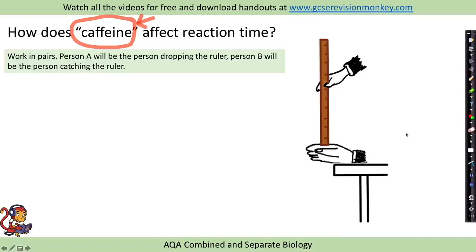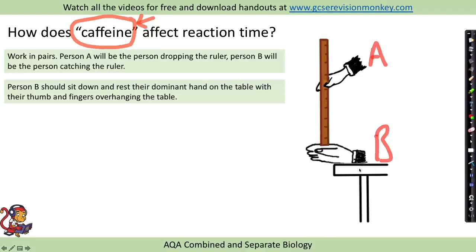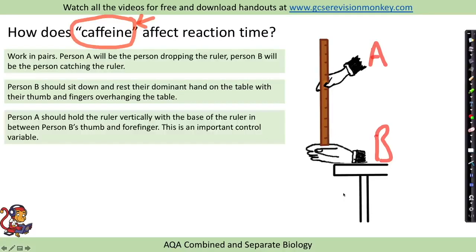First of all, you'd work in pairs for this practical. Person A will be the person who is dropping the ruler, and person B will be the person who is catching the ruler. Person B should sit down and rest their dominant hand on the table with their thumb and fingers hanging over the table. Person A should hold the ruler vertically with the base of the ruler in between person B's thumb and forefinger.